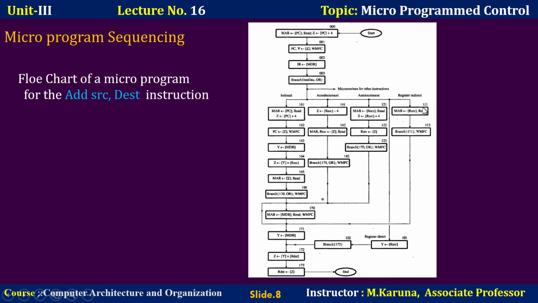Okay, 111 is assigned to the register indirect mode, 121 is assigned to the auto increment mode, 141 is assigned to the auto decrement mode, 161 is assigned to the index addressing mode. Okay, so after these three steps, which are used to fetch the macro instruction, from which branch instruction decoder comma or operation.